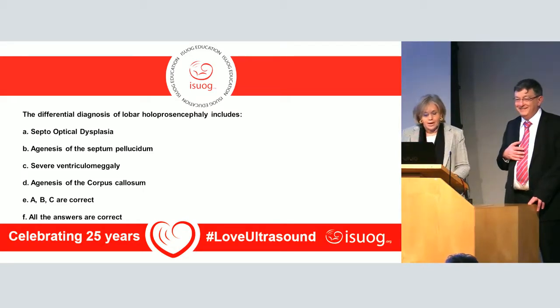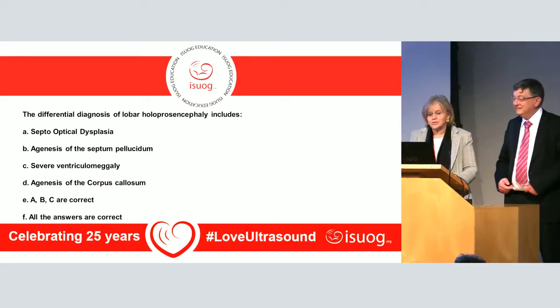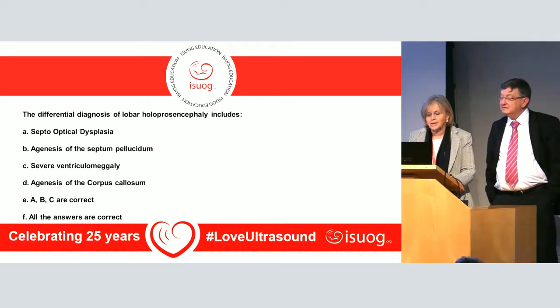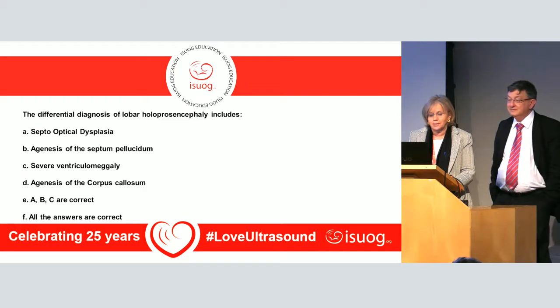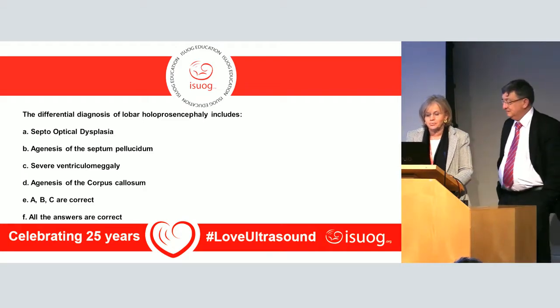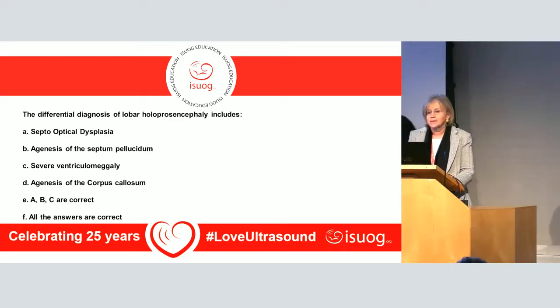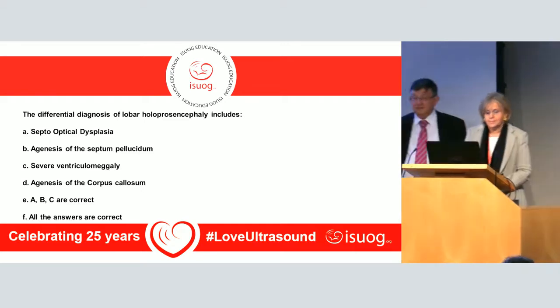Okay. Raising hands. Okay, so the differential diagnosis of lobar holoprosencephaly includes: A, septo-optic dysplasia; B, agenesis of the septum pellucidum; C, severe ventriculomegaly; D, agenesis of the corpus callosum; E, A, B, C are correct; or F, all the answers are correct. Second row.